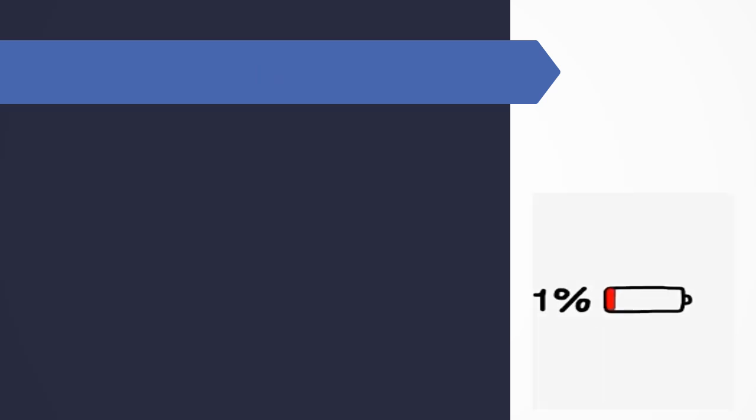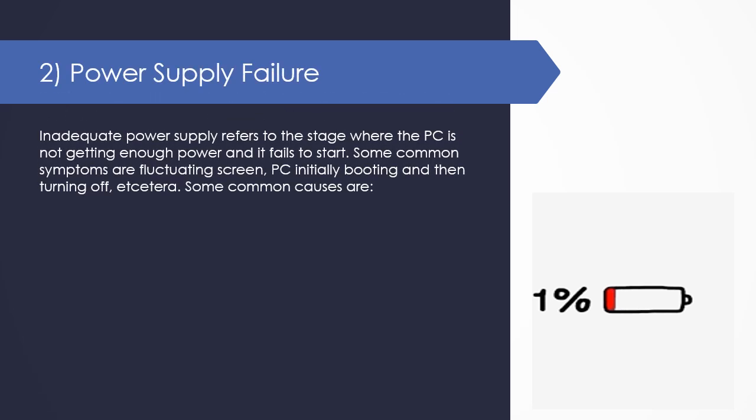Coming to the next primary cause, it is power supply failure. Inadequate power supply refers to the stage where the PC is not getting enough power and it fails to start. Some common symptoms are fluctuating screen, PC initially booting and then turning off, and many more. So some common causes for power supply failure could be the power supply unit of the desktop computer is damaged. It could be due to some sudden electric voltage rise or any other general thing.